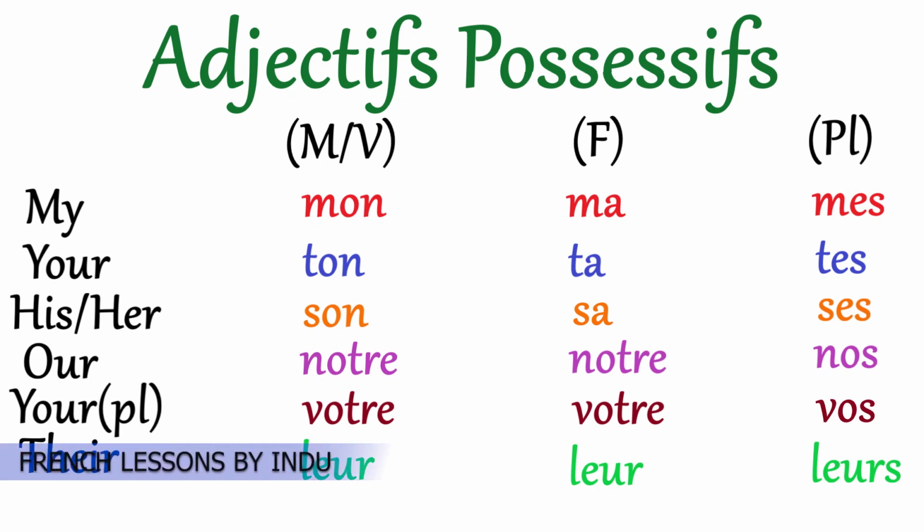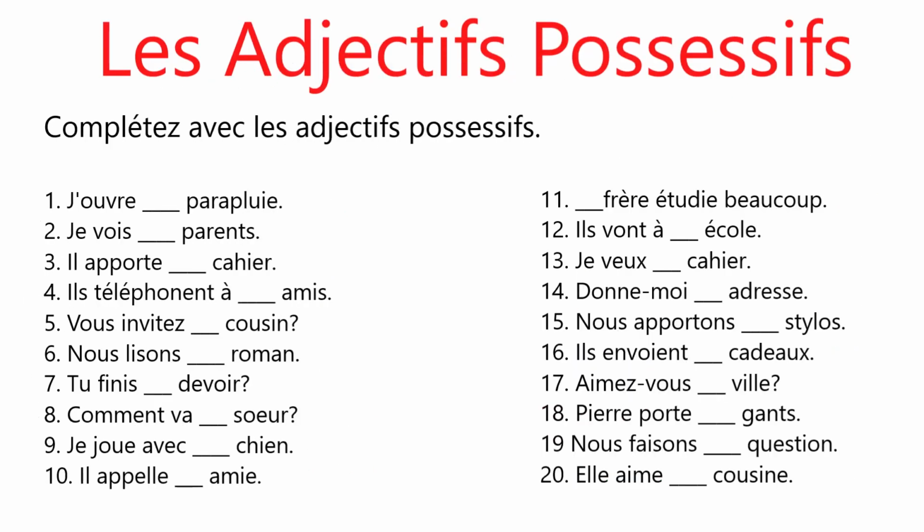In this class, we are going to learn the usage of possessive adjectives. In French, possessive adjectives are used in front of a noun to indicate to whom or to what those nouns belong. And it has several different forms depending on the gender and number of the possessed noun.